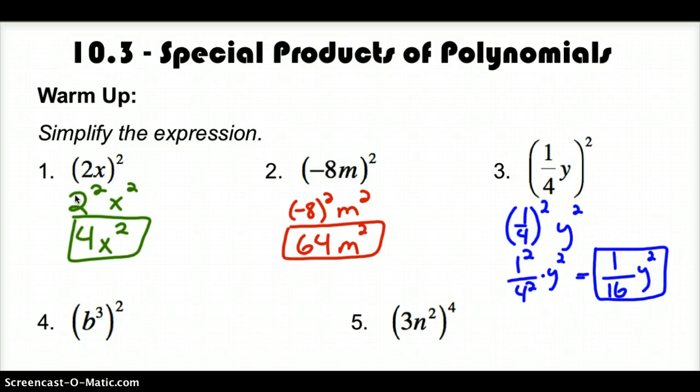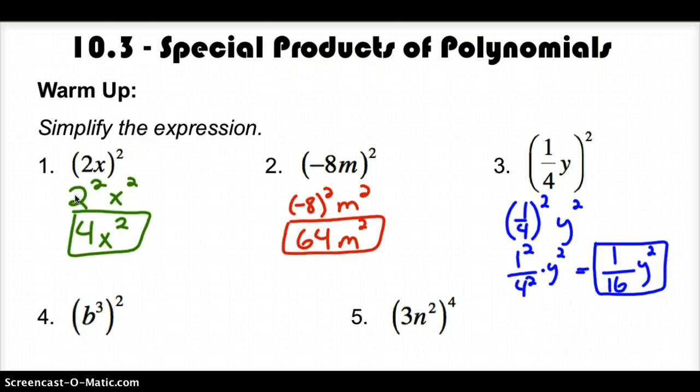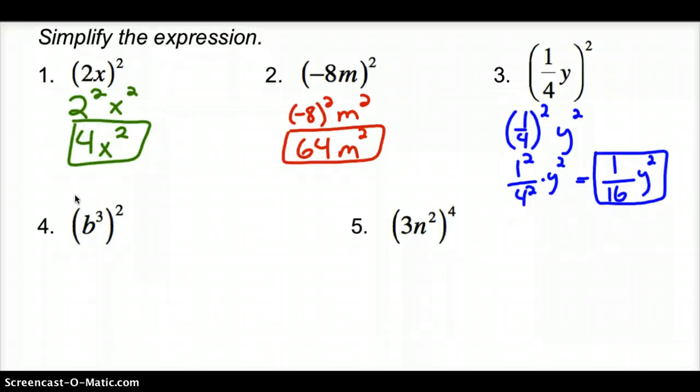Okay, a couple more examples here, and then I think we'll be ready to go. Okay, this should be good review again for a lot of us. Okay, number 4, we have the power to a power property. So in this one, if b cubed is our base, and that's being squared, remember, it's the same as b to the 6th, right? So when we do power to a power, we multiply the exponent.